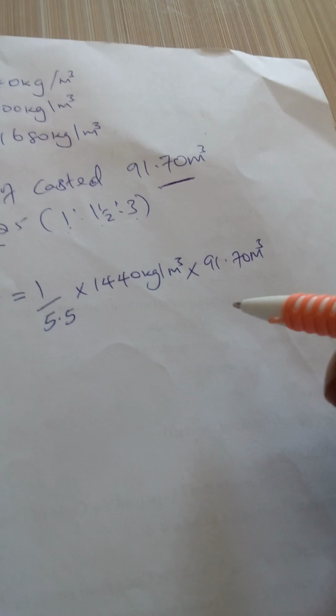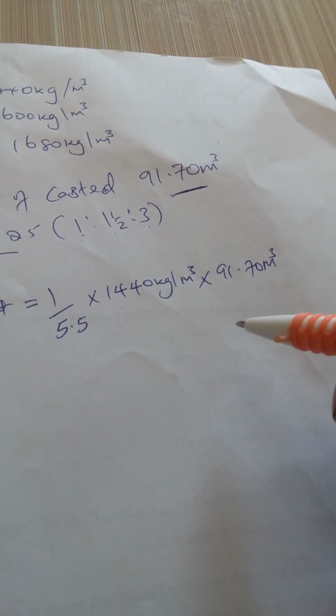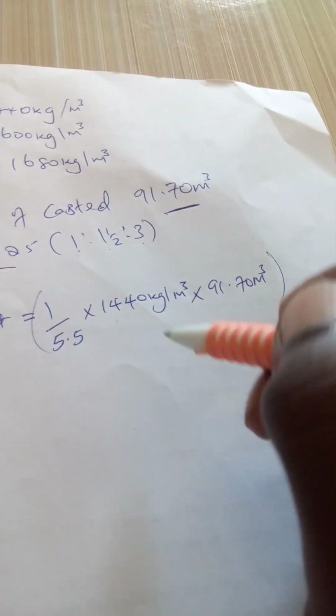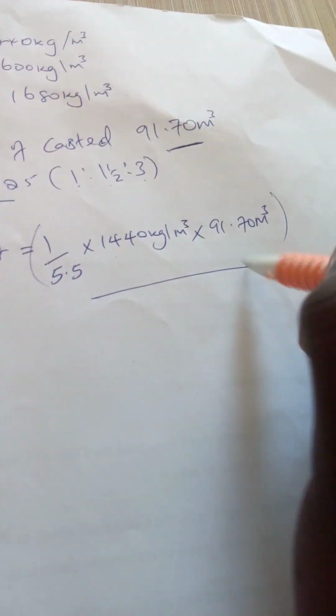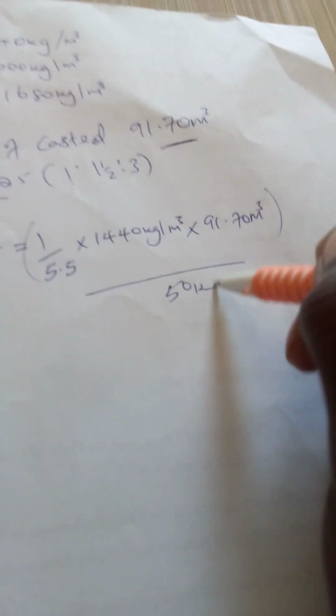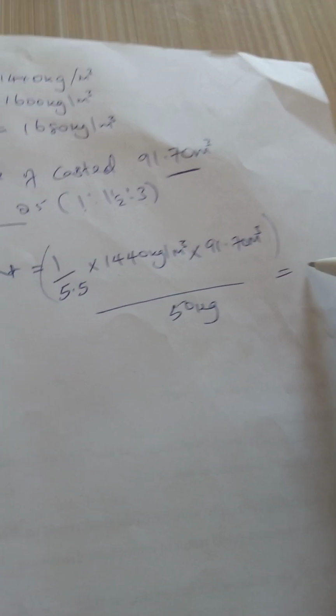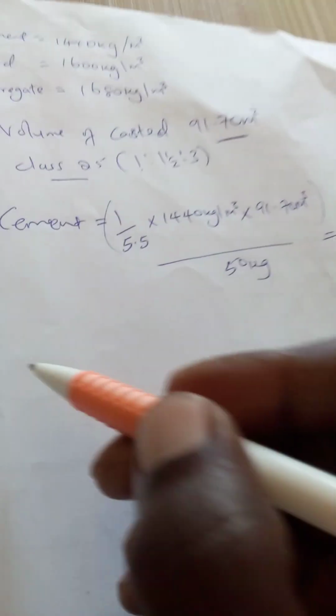So if we want to get it in terms of bags, we are going to divide this calculation by 50 kg, because one bag of cement is 50 kg. So this answer you are going to get in terms of bags. So this was number one, that is cement.